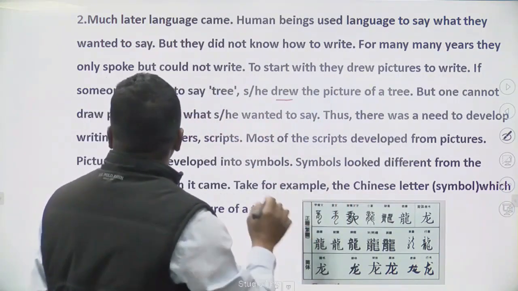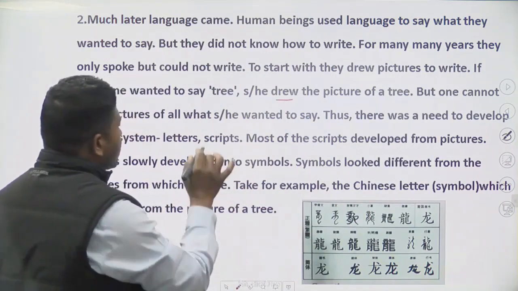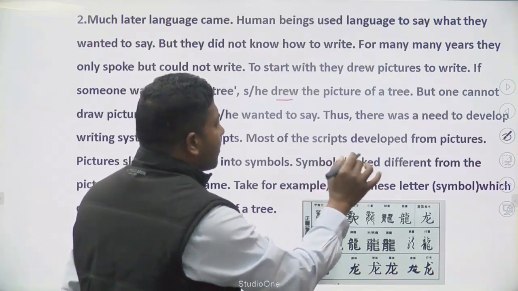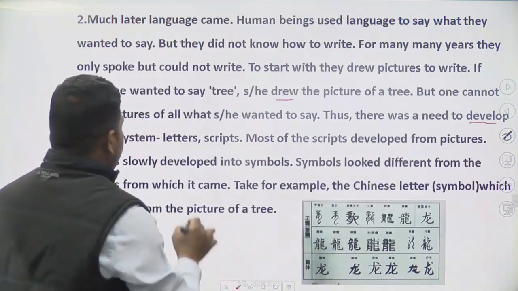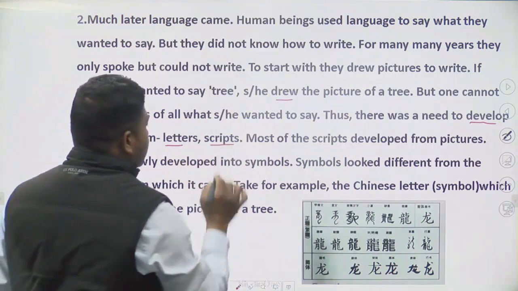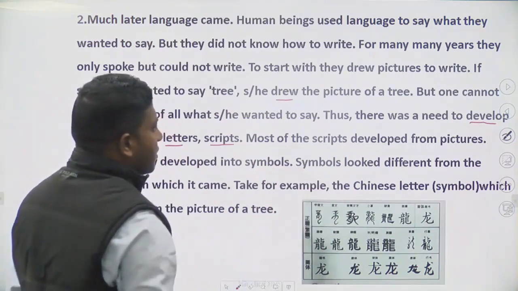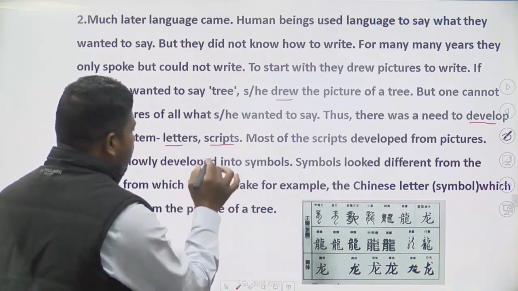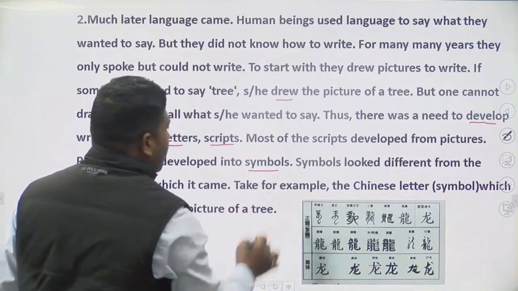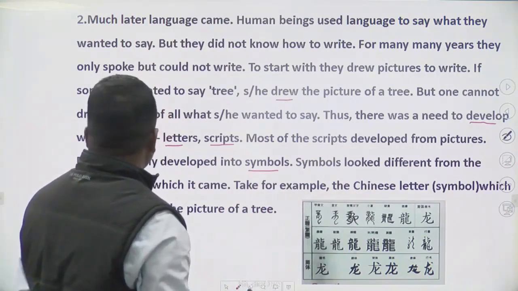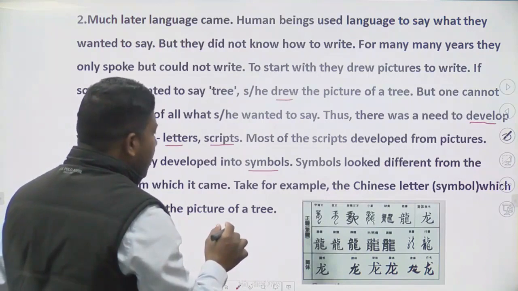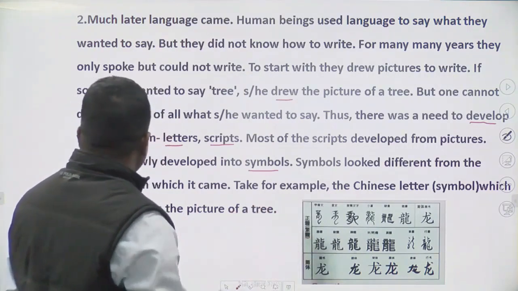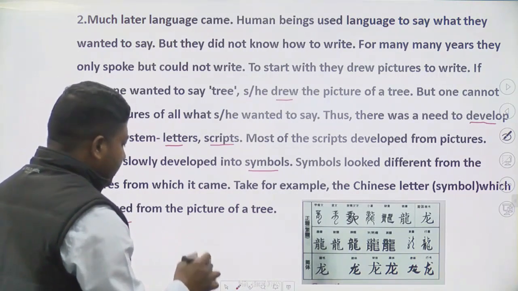But one cannot draw pictures of all what she or he wanted to say. Thus, there was a need to develop writing system, letters, scripts. Most of the scripts developed from pictures. Pictures slowly developed into symbols. Symbols look different from the pictures from which it came. Take for example, the Chinese letter or symbol which developed from the picture of a tree.